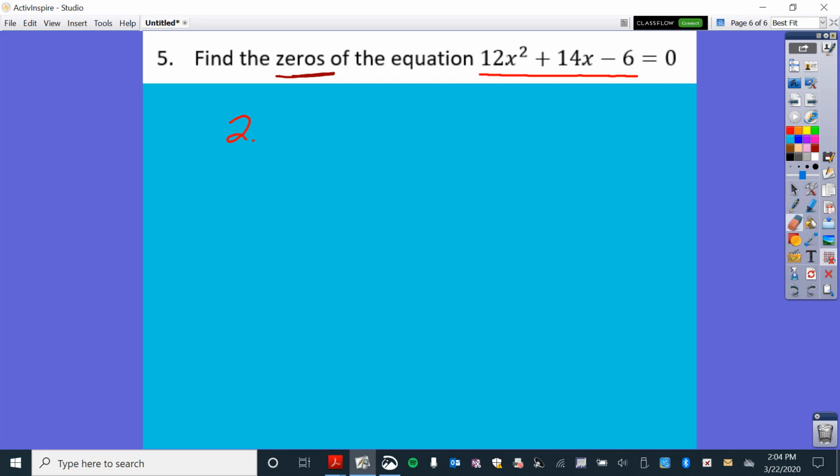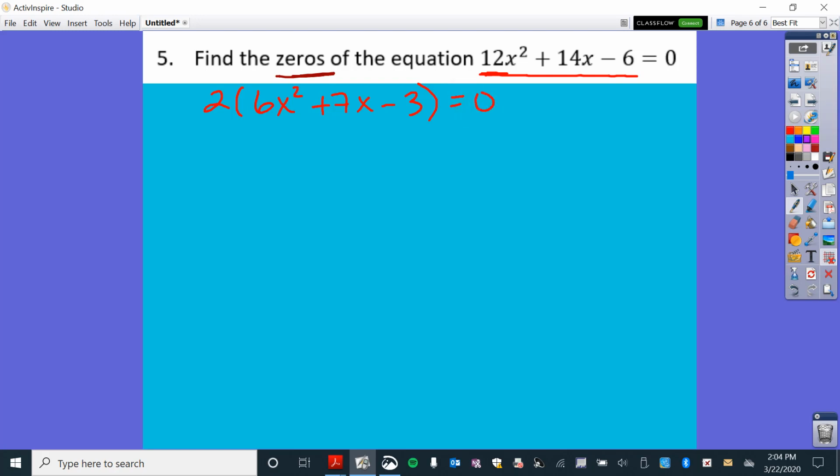Let me write this a little higher. So they all have a 2 in common. Okay, so now we're going to write our new equation. Remember, we take the number and divide it by our 2. So what's 12 divided by 2? 6. So we have 6x squared. Then we have plus 14x divided by 2, which gives you your plus 7x. And then your minus 6 divided by 2 is just a minus 3. Okay, and all that's still equal to 0.